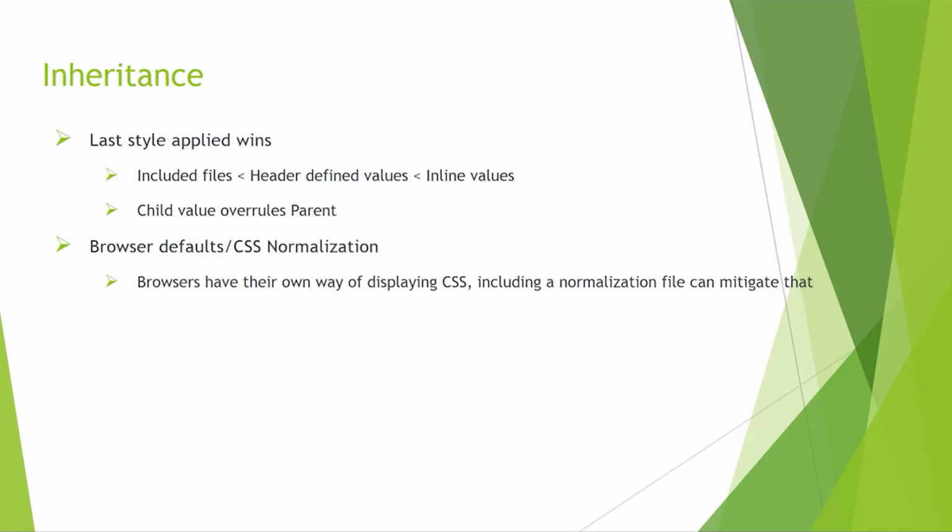We're going to start out with inheritance. Inheritance is talking about which applied CSS property takes precedence over the other ones. So if you have conflicting declaration statements or declaration blocks, which ones are going to be the ones that actually show up in your browser. For this, a very basic way to think of it is the last style applied always wins. So if you have an included file and then something else is listed later on, that one is the one that's going to take precedence.